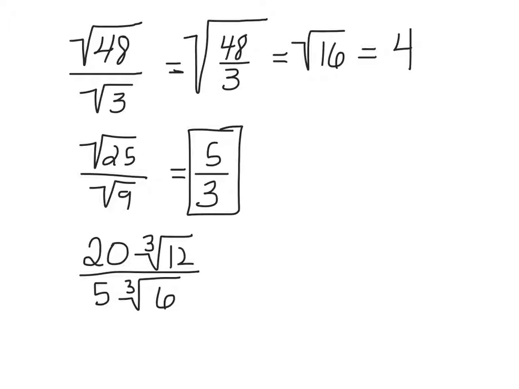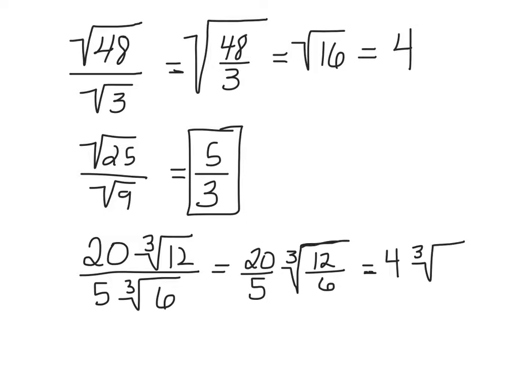All right, here I can divide 20 by 5, and I can divide 12 by 6, so I'm going to rewrite this as 20 divided by 5, and then I'm going to write this 12 and 6 under one radical. So really what I have is 20 divided by 5, that's just 4. And then I have the cube root of 12 divided by 6, that's 2. Since we can't simplify the cube root of 2, we're finished.